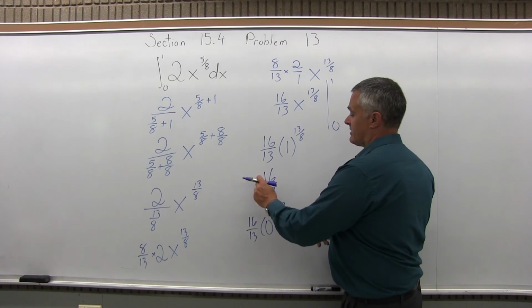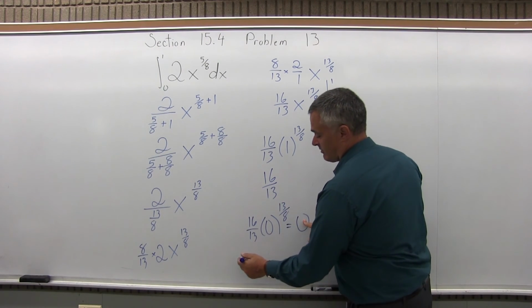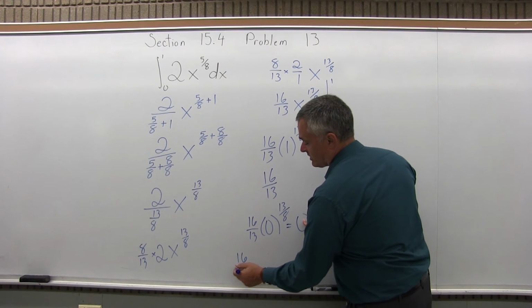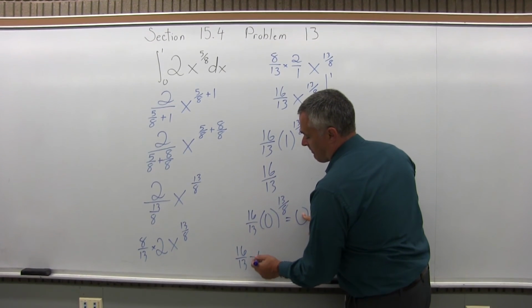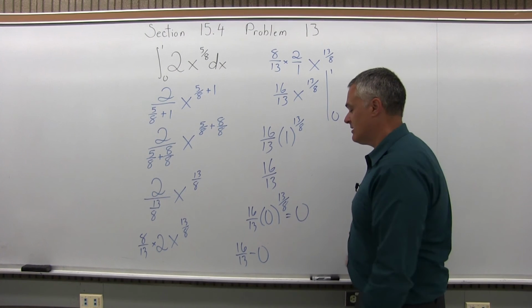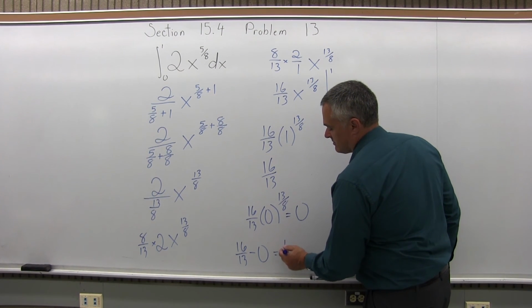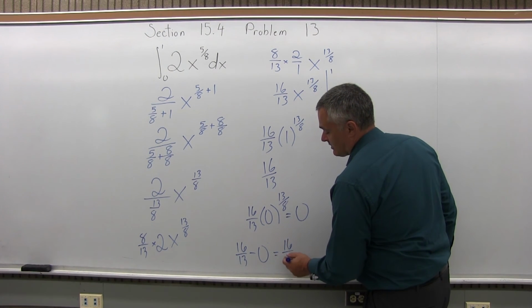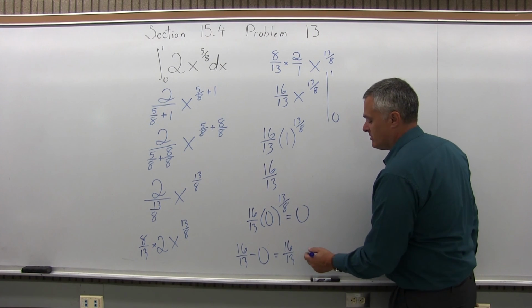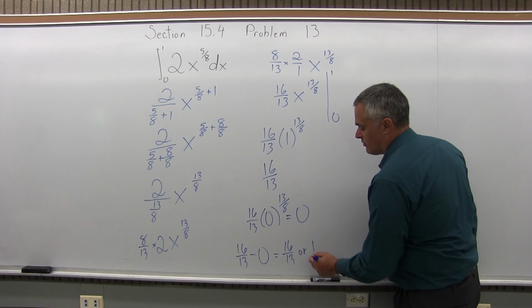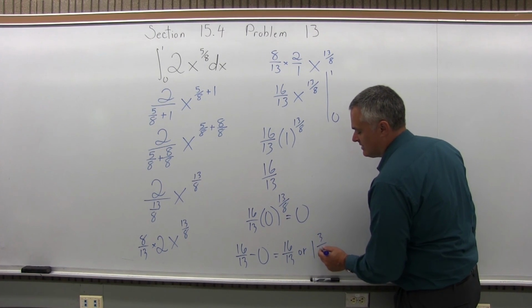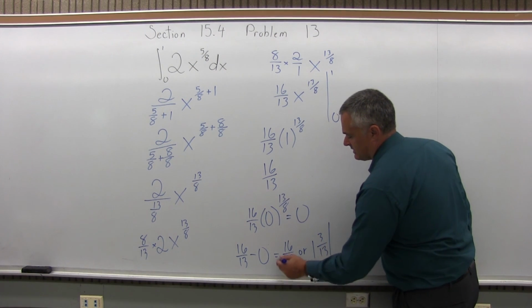Step 4, subtract the step 2 number minus the step 3 number. So 16 over 13 from step 2 minus 0 from step 3 gives me 16 over 13. And if you want, you could convert that to 1 and 3/13, either form, whichever one is easier for you.